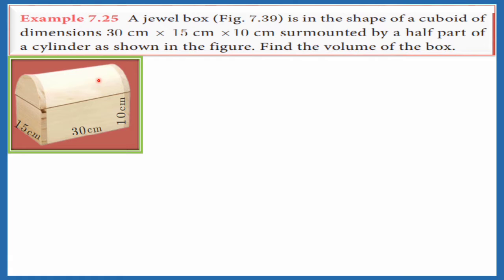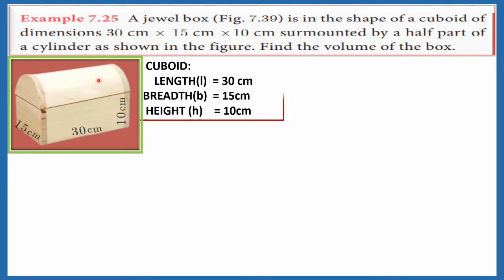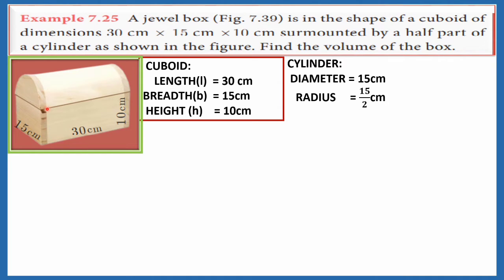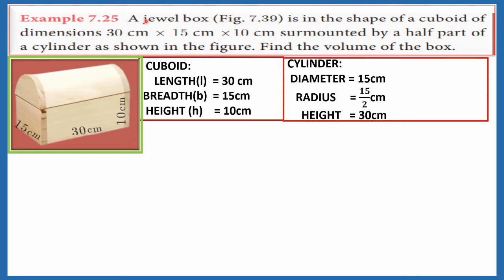Let us write the dimensions. For cuboid, length equal to 30 centimeter, breadth 15 centimeter, height 10 centimeter. Next, cylinder. For the cylinder, this is the diameter. So what's the diameter? 15 centimeter. Radius 15 by 2. Then it is the height. This portion is the height of the cylinder. So height equal to 30 centimeter. We need to calculate the volume.